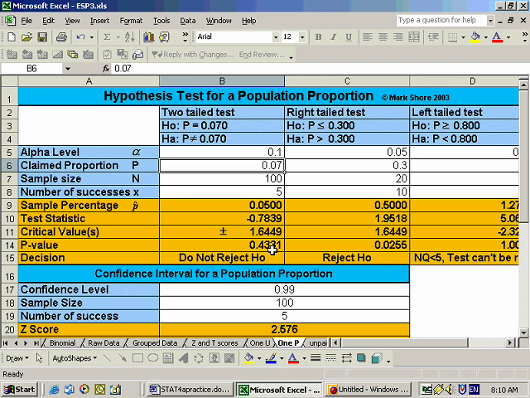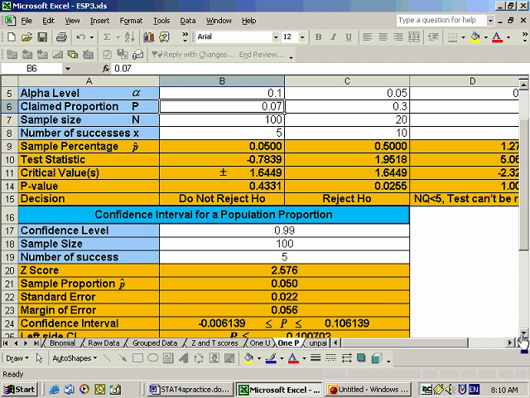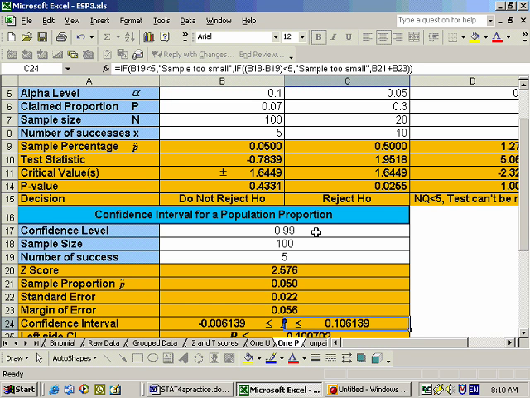On part E, it says to get a 99% confidence interval. We can do that right here, same sheet, just scroll down to confidence intervals, put in 0.99, 100, and 5. We have our z-score, sample percentage, standard error, margin of error, and here is my confidence interval right here.